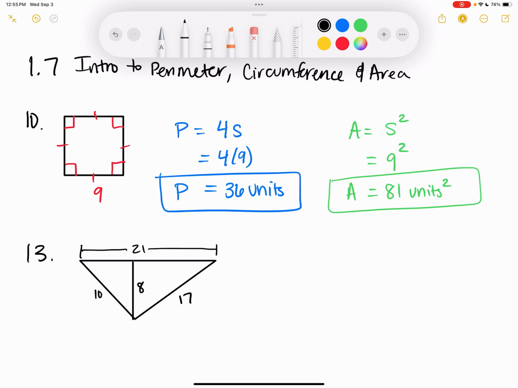All right, so perimeter, we add up all the sides, so that's going to be 21 plus 17 plus 10. So my perimeter is what? 48 units.